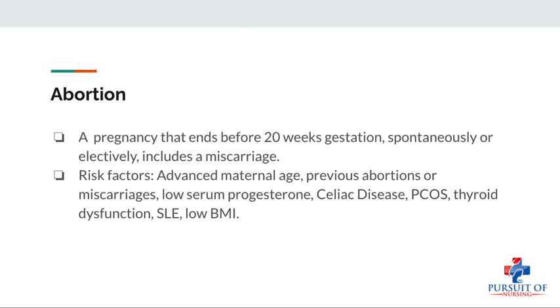So you can see your risk factors there: advanced maternal age, any previous abortions or miscarriages, mothers with celiac disease, PCOS, or thyroid dysfunction, or those with a low BMI are also at an increased risk. Any mother who goes through an abortion, whether it's elective or a miscarriage, will have a lot of spontaneous bleeding. So as the nurse, it's very important to count their perineal pads to evaluate for blood loss. And you're going to want to save any expelled tissues or clots and show those to the physician. Also, always remember that you're going to give the Rh immunoglobulin to an Rh negative woman.